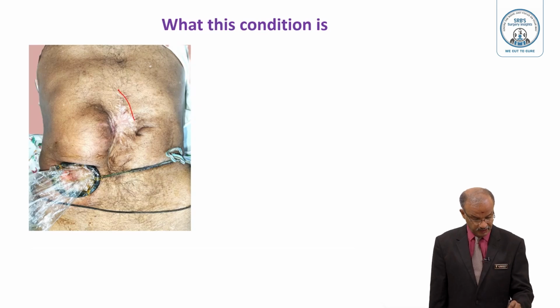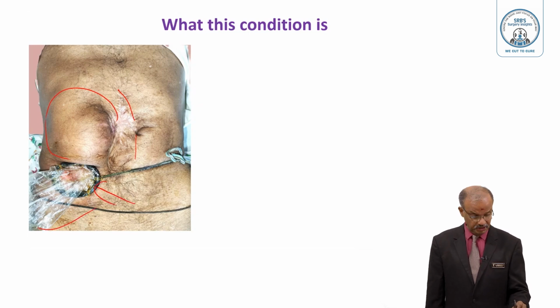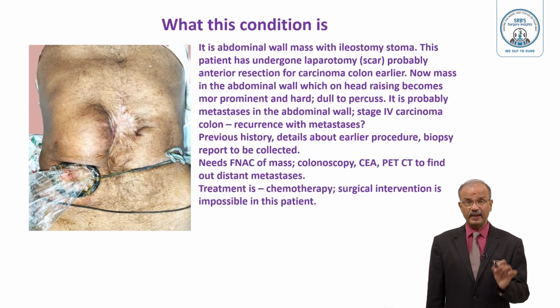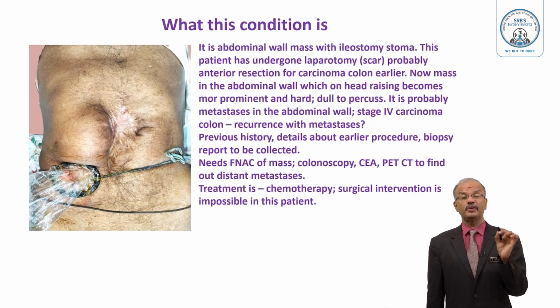Dear students, we'll discuss a clinical case which may be useful as a long case and sometimes a short case, maybe an OSCE case also. Just see here, there's a scar here, and there is a mass here, and there is a bag here. So this is probably a stoma. This is the mass, the vertical scar adjacent to the umbilicus. See that this is an abdominal wall mass with the ileostomy stoma.